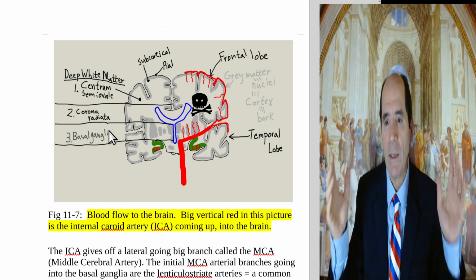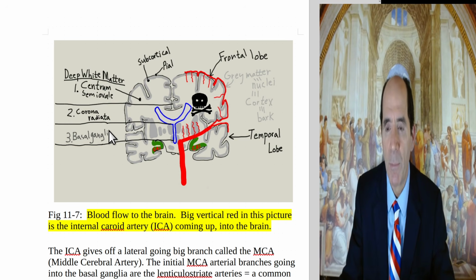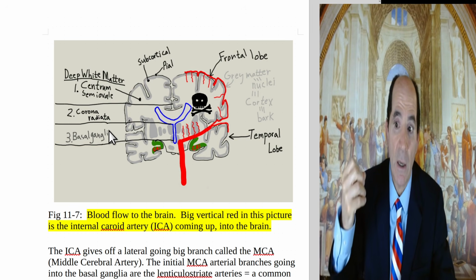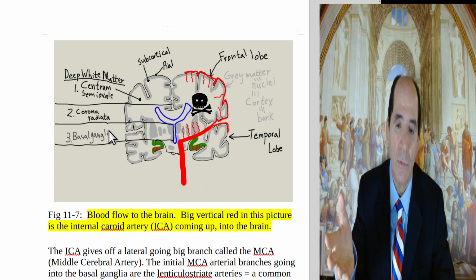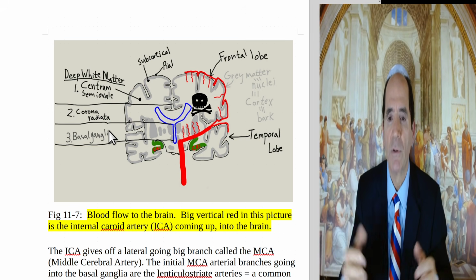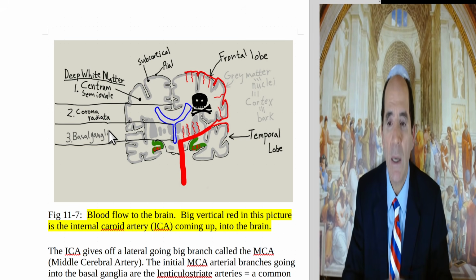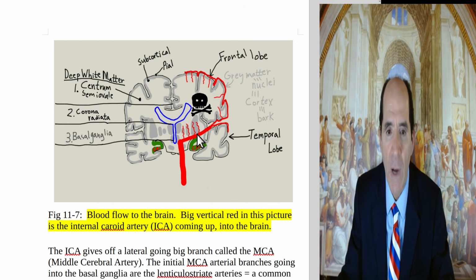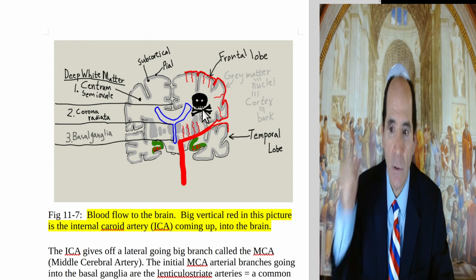Centrum semiovale FLAIR hyperintensities. FLAIR is the name of the sequence. Brightness is just like a T2 hyperintensity, meaning destroyed brain tissue. Okay? And almost always it's due to chronic small vessel atherosclerotic ischemic disease. Okay? It can be a few other things, but that's what it usually is. Okay, the reason for the skull and crossbones is that there's not very good collateral blood flow to where the skull and crossbones are here. So if you drop perfusion pressure to this spot, stroke.